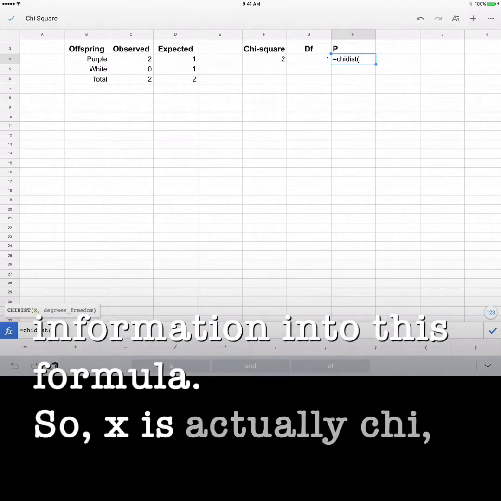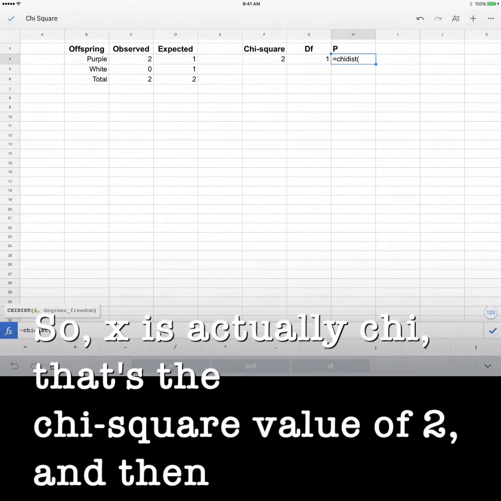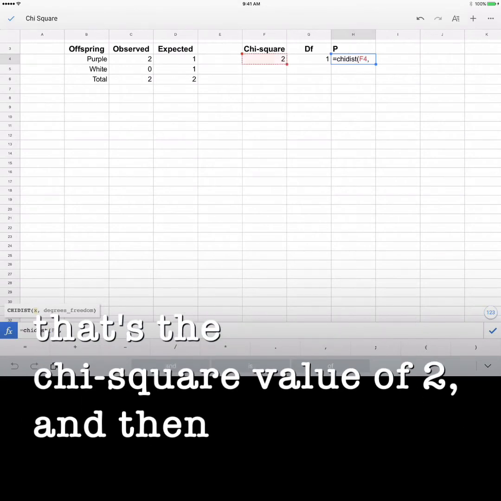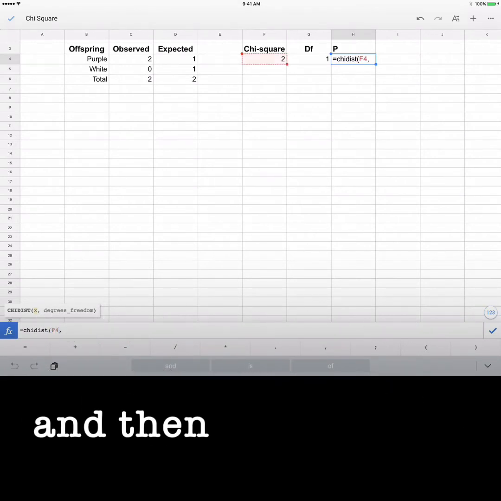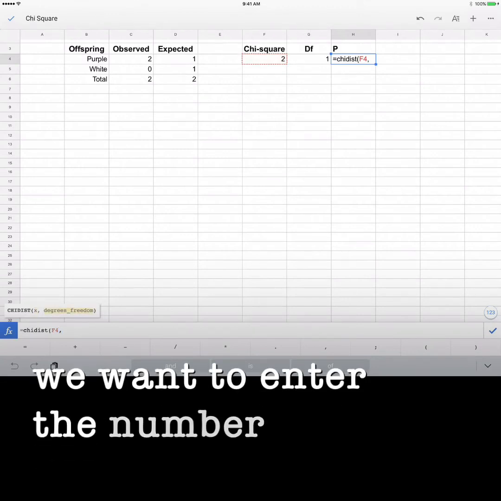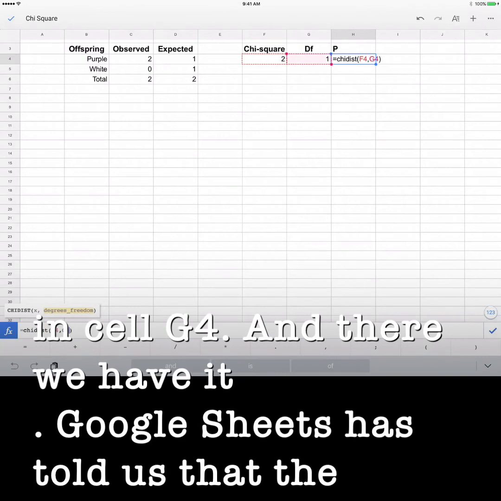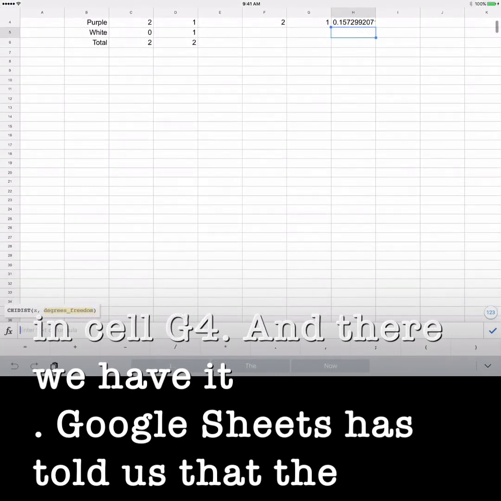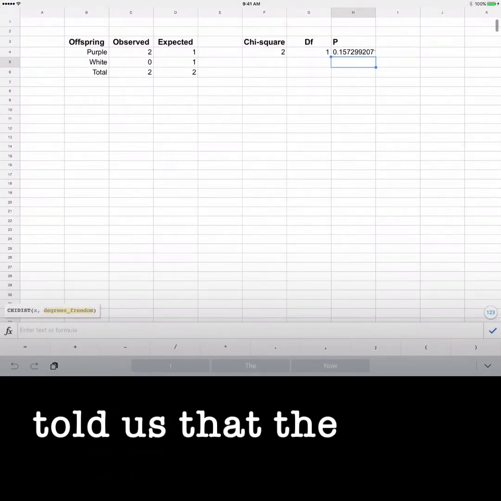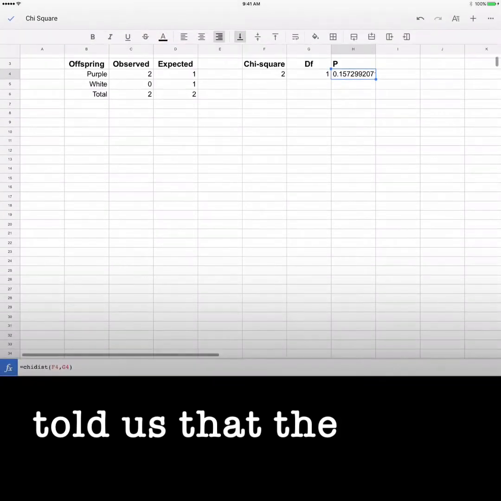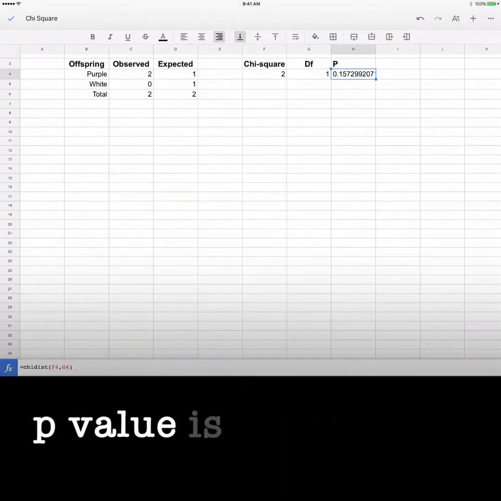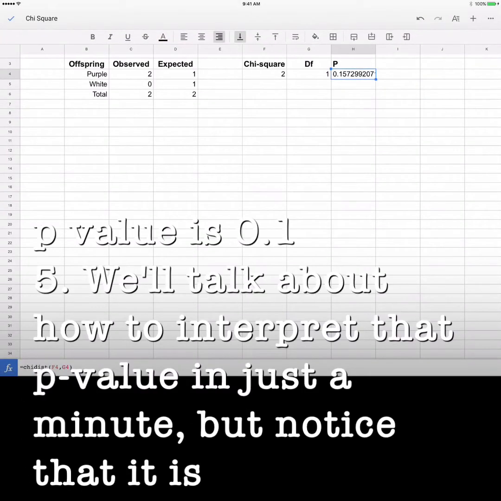So x is actually chi, that's the chi-square value, 2, and then we want to enter the number of degrees of freedom, which is in cell G4, and there we have it. Google Sheets has told us that the p-value is 0.15.